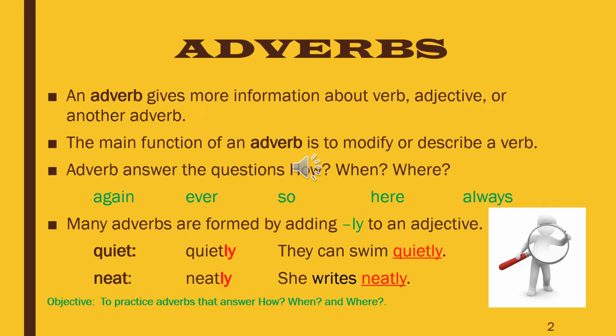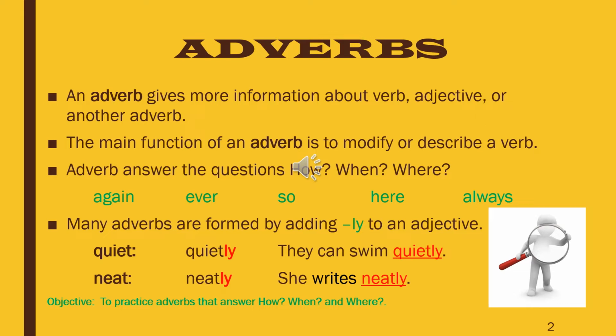Now, we have here 5 examples of adverbs. Again, ever, so, here, and always. Let's repeat it one more time. Everybody, repeat with me. Again, ever, so, here, always.